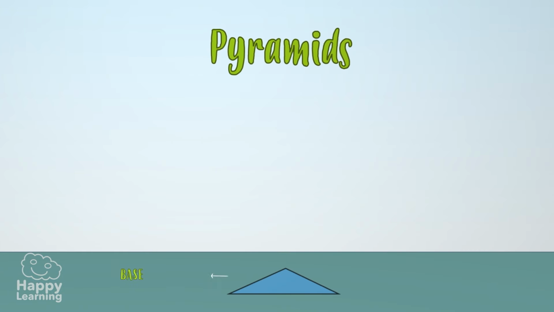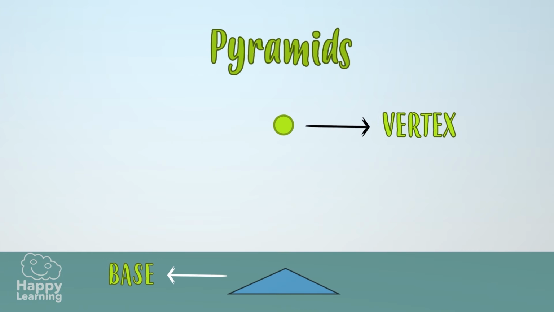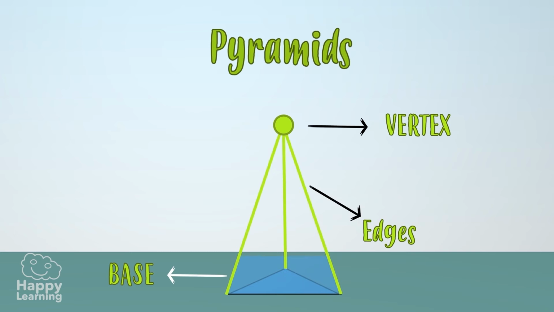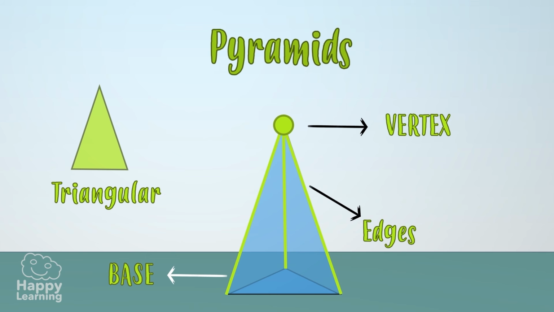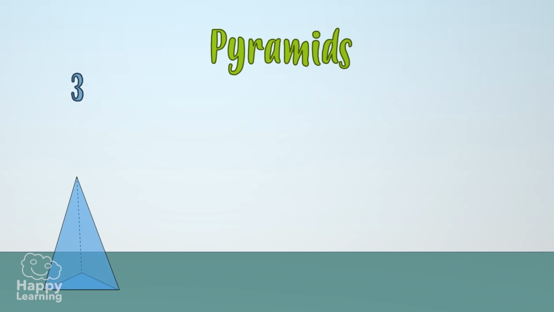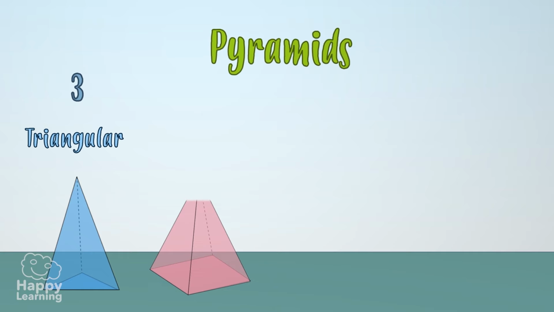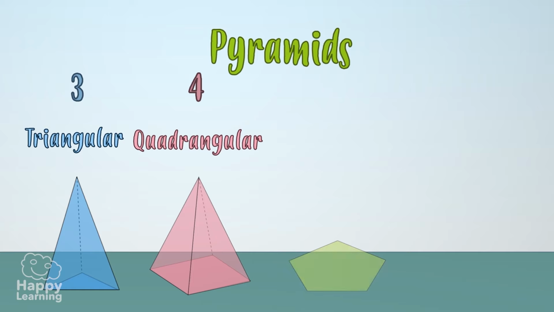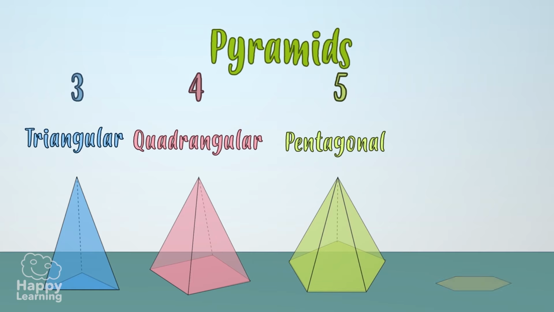The pyramids have a single base and a common vertex where the edges of the lateral faces meet, so it is clear that the lateral faces will always be triangular. Like the prisms, they are called by the number of sides their base has: triangular, quadrangular, pentagonal pyramid, etc.